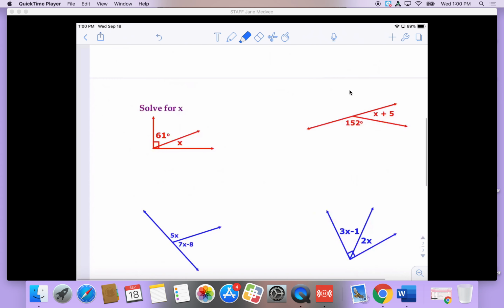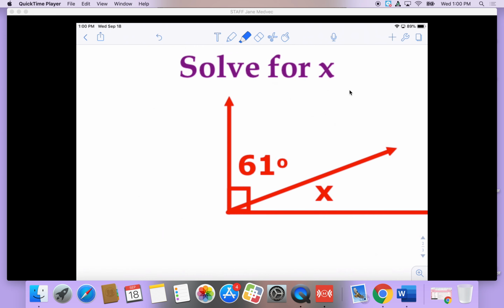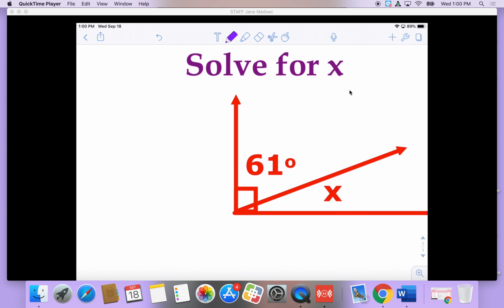Okay, let's move on. Here's some examples. You're going to notice on these, they're going to ask you to solve for x. So if I'm going to solve for x, how do I go about doing this one? Yes? Okay, I could take 90 minus 61 equals x, right? I could do that. I'm going to spin it a little bit differently.